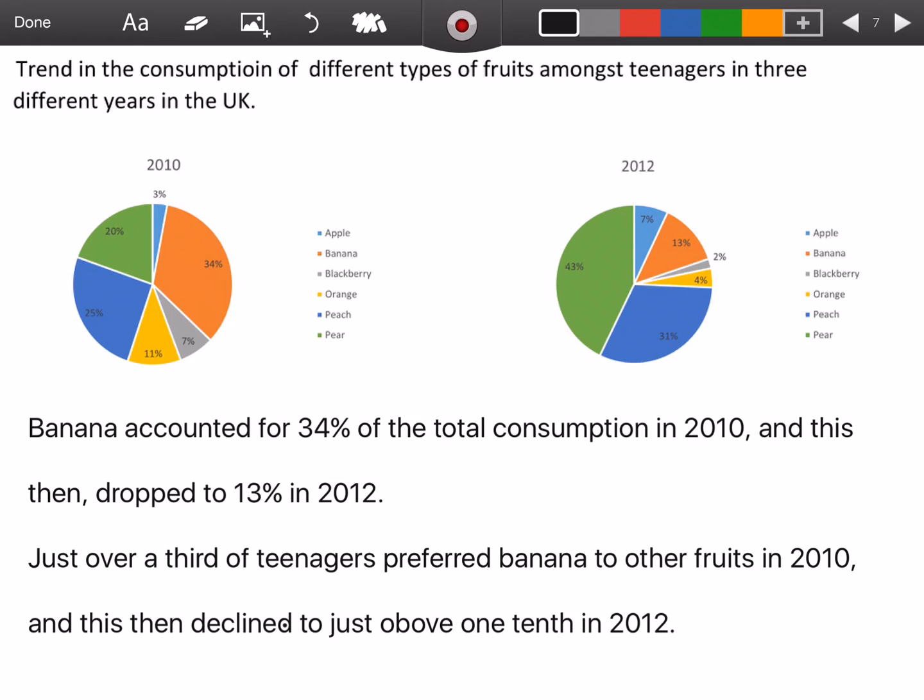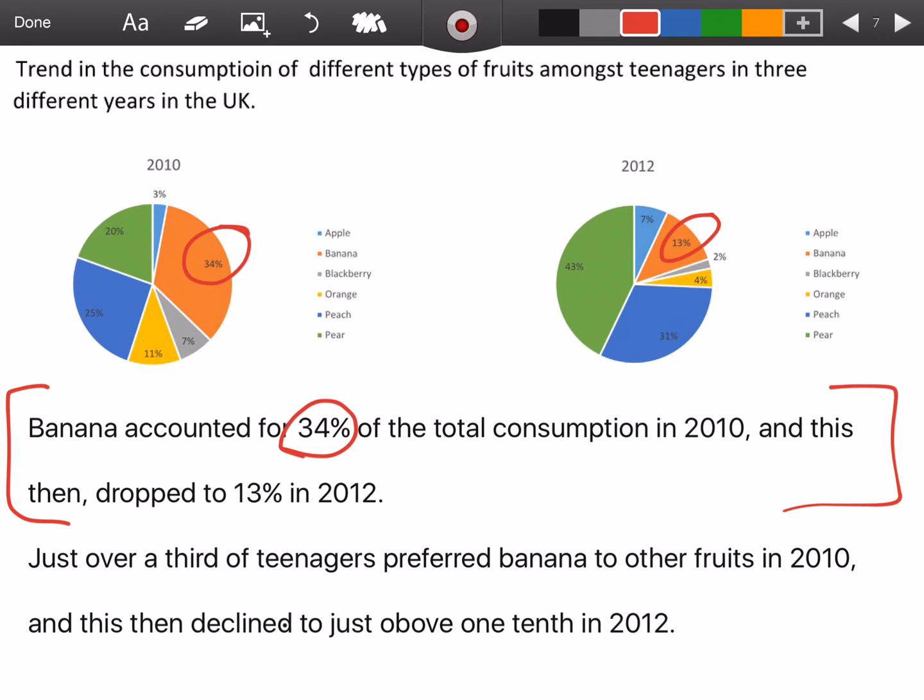Now, I'm going to show you one example where I have written 2 different sentences. In the first sentence, I have written a sentence for this product, banana. Banana accounted for 34% of the total consumption in 2010, which is this one. And this then dropped to 13% in 2012, and this is this one. So if you look at the pie charts, in 2010 it's 34, in 2012 it's 13.